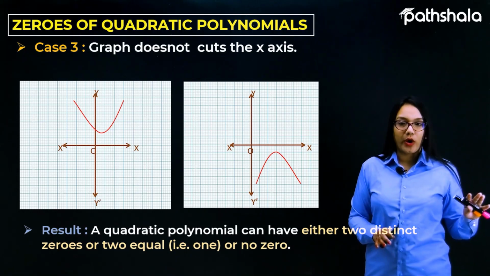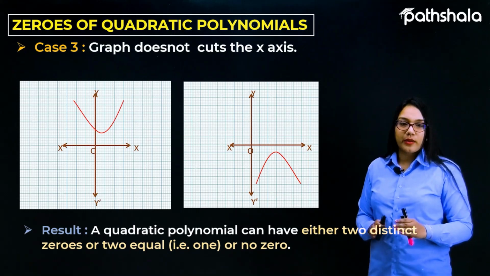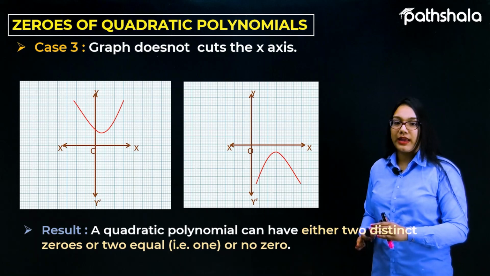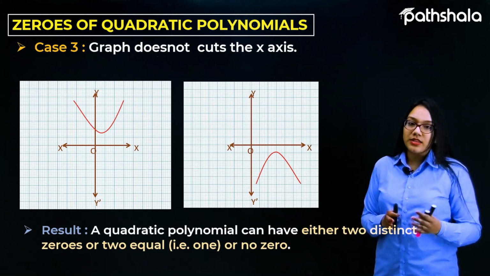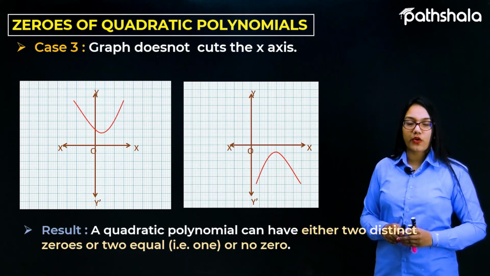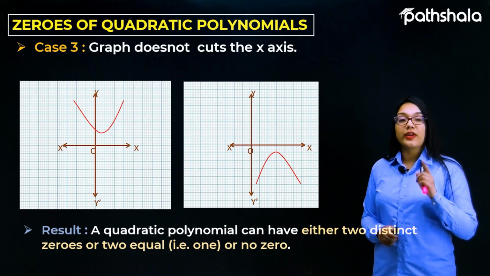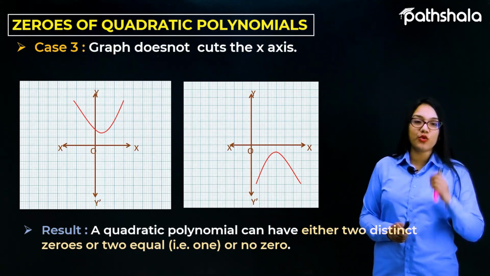at any particular point. So at the end, what we can say about the zeros of the quadratic polynomial is that a quadratic polynomial can have either two distinct zeros, or two equal zeros, that is one zero, or no zero at all. So this is all about the zeros of a quadratic polynomial, or we can say the geometrical meaning of the zeros of the quadratic polynomial. Let's move on further.